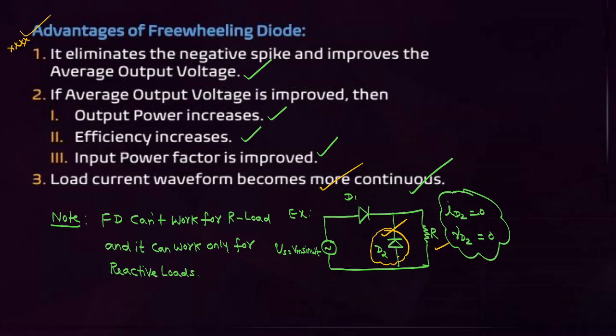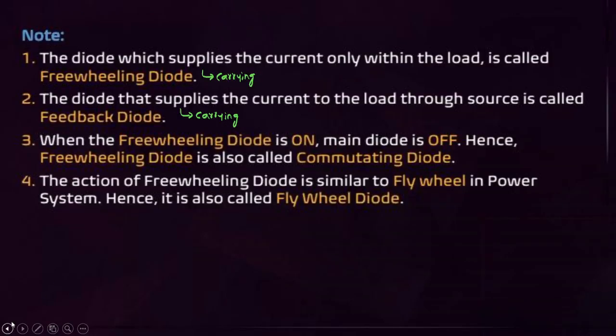That's why it works only for reactive loads. It cannot work for resistive load. A freewheeling diode cannot work for resistive load. Then this diode is also called a freewheeling diode. It is also called a feedback diode.